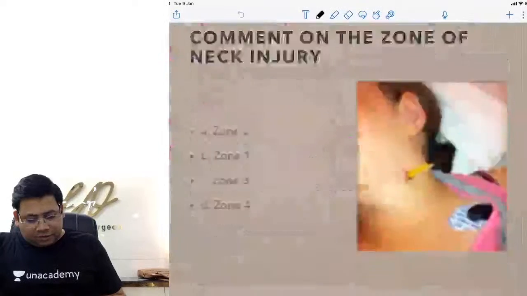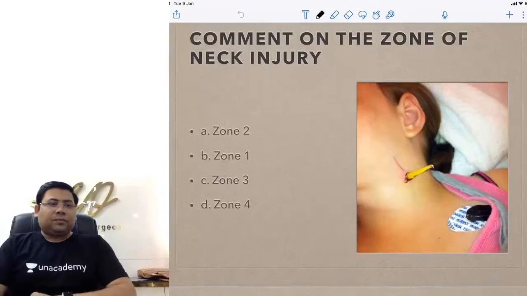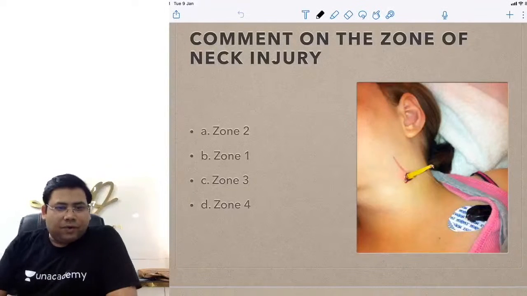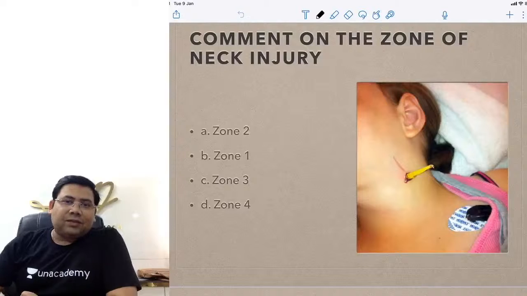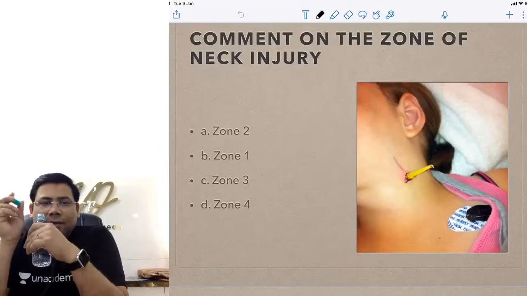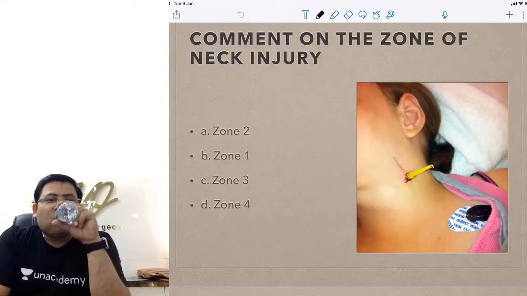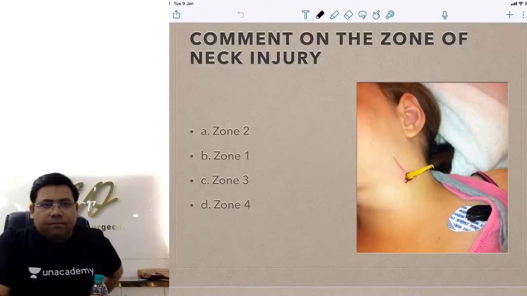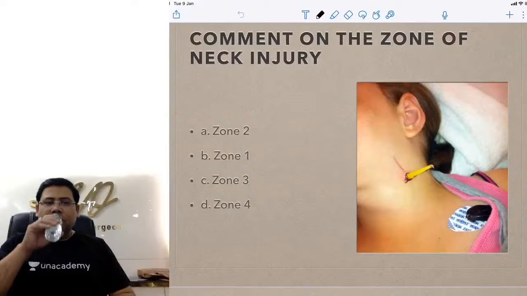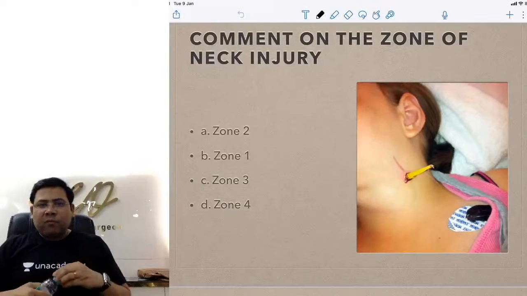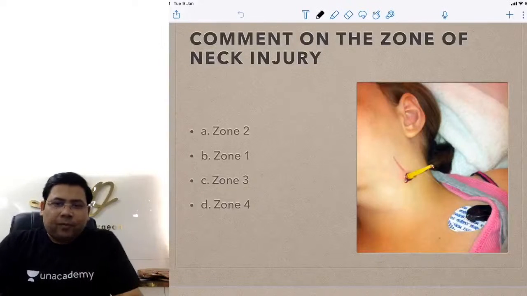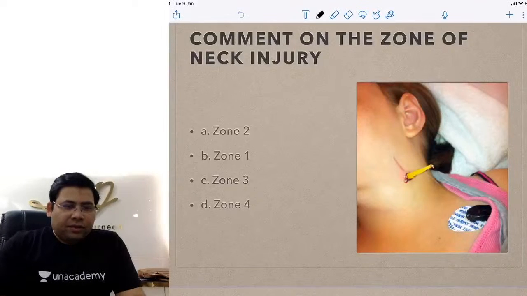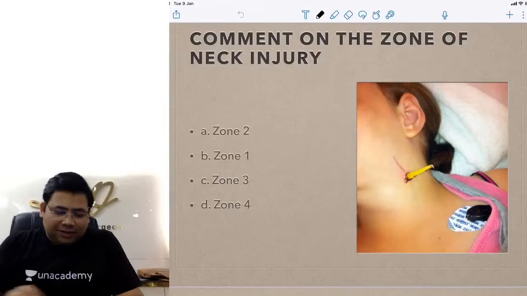Comment on the zone of the neck injury shown in this image. Comment on the zone of the neck injury shown in this image. Excellent. It's a zone 2 injury. Tapendra, very good. So A is the right answer.